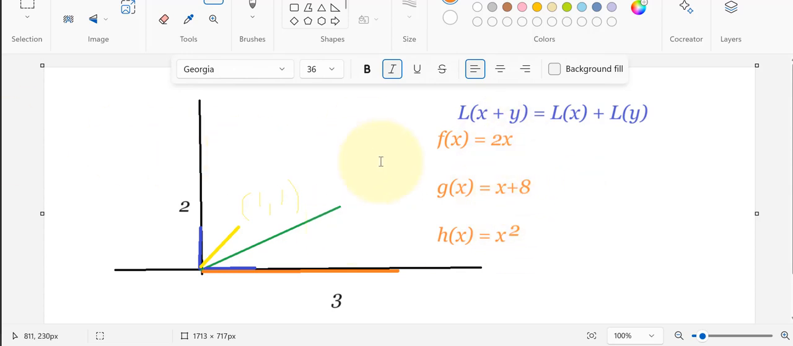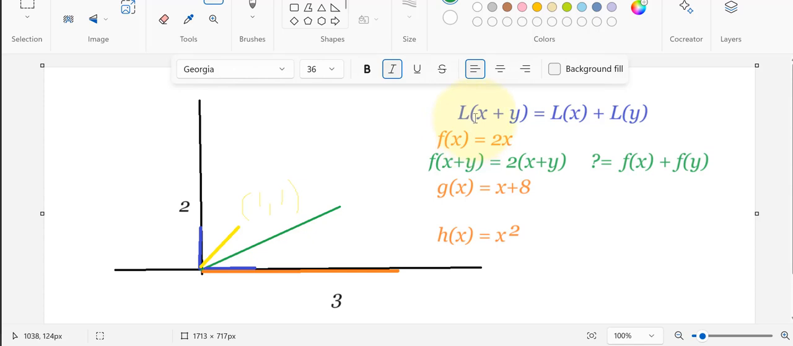So linear for us means that this has to satisfy this property. Actually there was one more property, but we'll mention that one afterwards. Anyway, at least it has to satisfy this property to be linear. So for the first one, this is the question we want to answer.